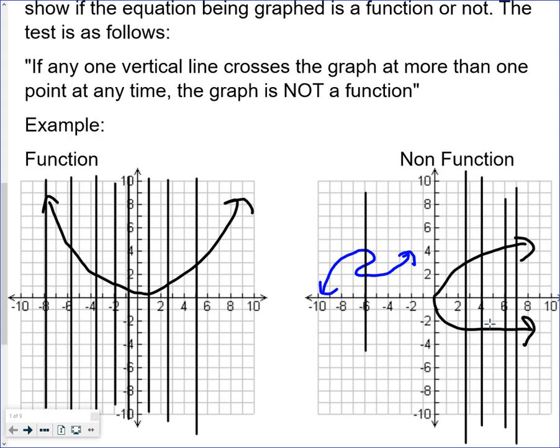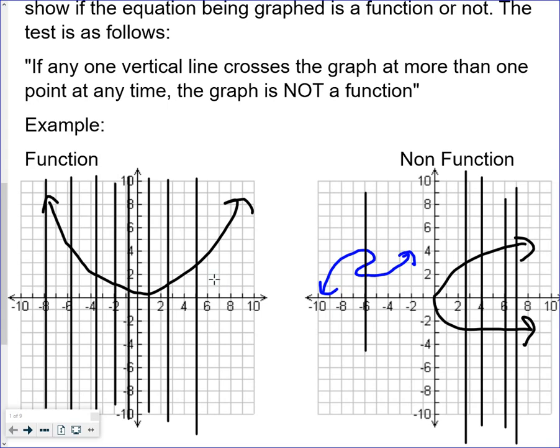So again, for the vertical line test, just draw vertical lines straight down, or use your pencil and slide it along the graph, and see if your pencil hits the graph at more than one spot. Use your pencil as that vertical line. If it does, it's not a function. If it doesn't, if it hits it in just one spot each time, then it is a function.